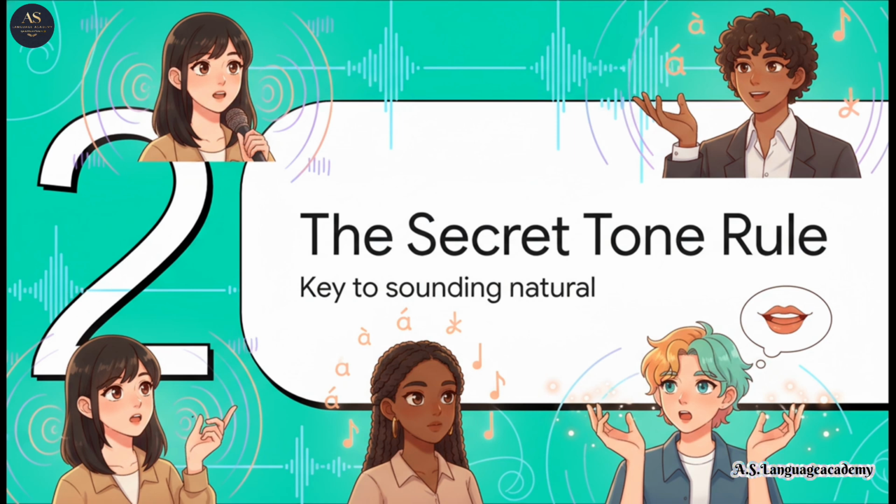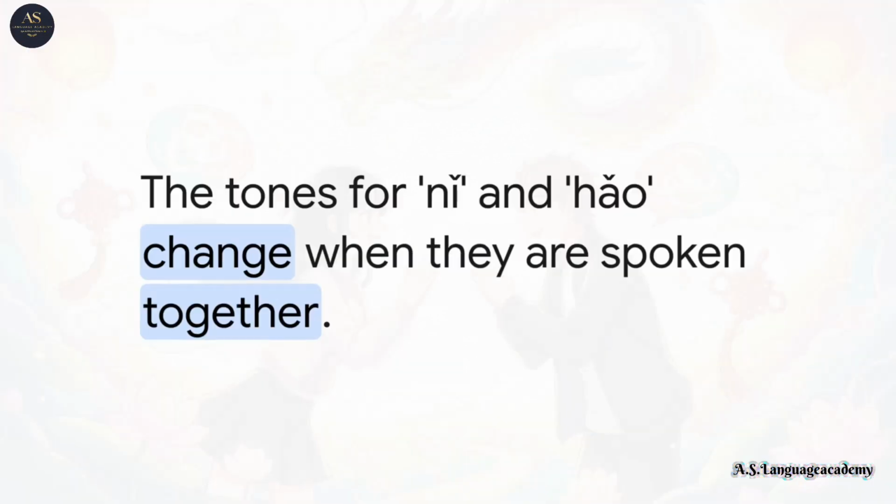It's all about the tones. And getting this one thing down is the key to sounding less like you're reading from a book and more like you actually speak the language. Okay, listen really carefully one more time. Ni hao. Now, when you say them by themselves, both ni and hao have this low, dipping sound. It's called the third tone. But when you put them together, poof, something happens to that first word. Did you hear that little shift?